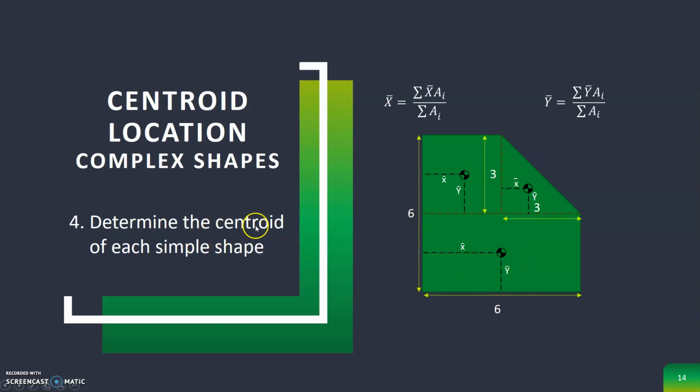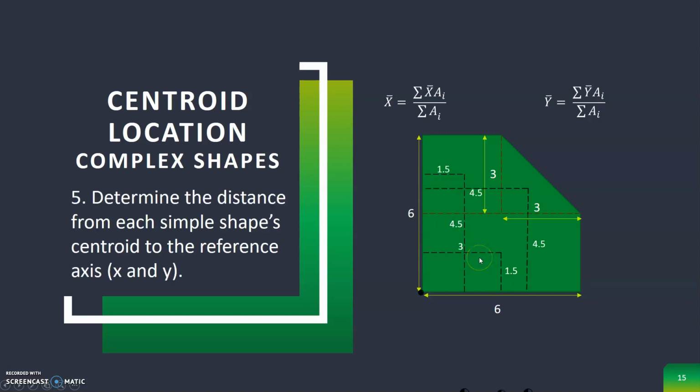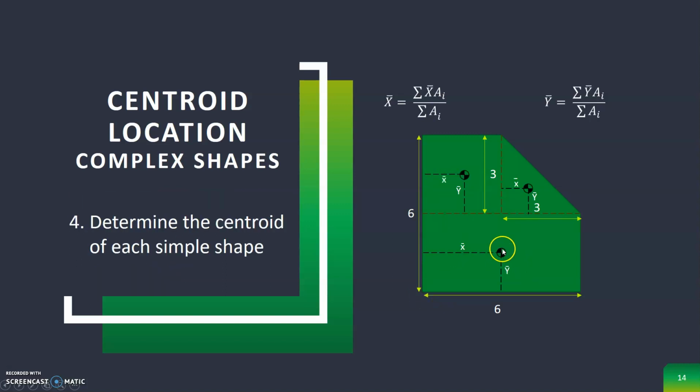Then we're going to determine the centroids of each of those shapes. So again, this is 3 by 3, so it's just halfway. And this is 1/3 and 1/3, half and half, again, locations. So we put the actual XY coordinates on it. So I give my coordinates 3 and 1, but we have to then take those references down to this point. So determine the distance from each simple shape's centroid to the reference axis. So from before, we just had these numbers.